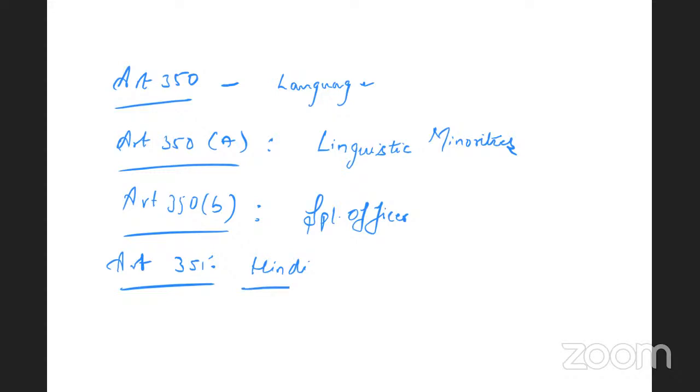Article 350, 350A, 350B talk about language and linguistic minorities. 351 talks about Hindi. Article 350 talks again about language. Article 335 talks about SC/ST appointments and maintaining efficiency in the administration. So this is about the directive principles of state policy.